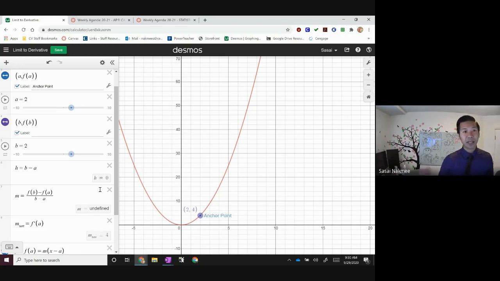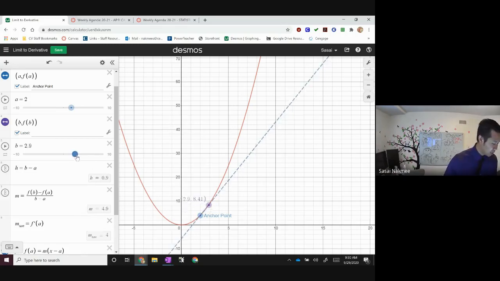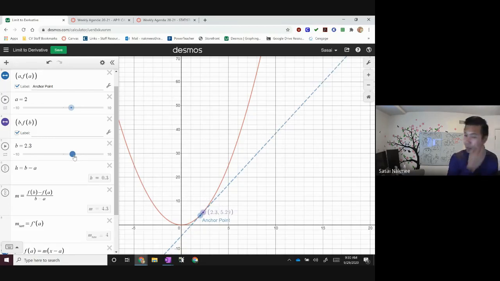But if we apply limits and see what the slope approaches as h gets closer and closer to 0, or as b gets closer and closer to a, what is that slope approaching? What is that value approaching? And that's what the derivative is.